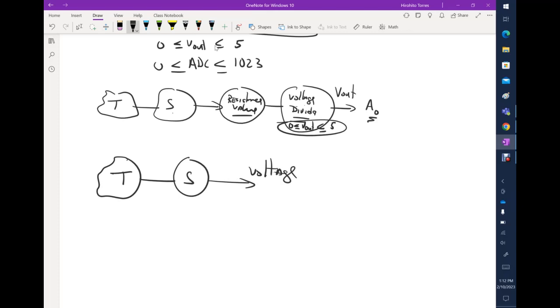The nice thing is that the Arduino has been with us for many years. I think it goes back to 2000 or so, if I remember right.